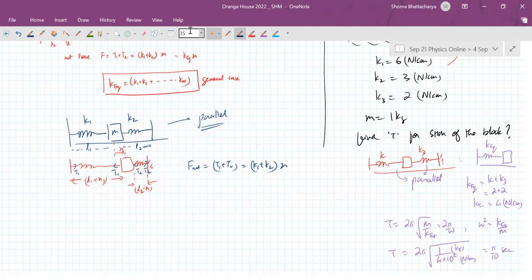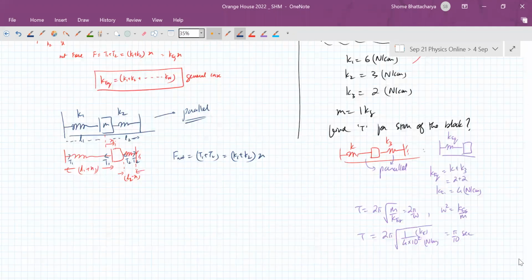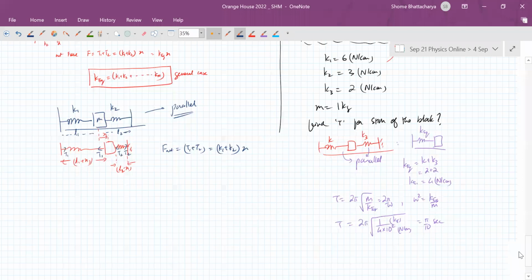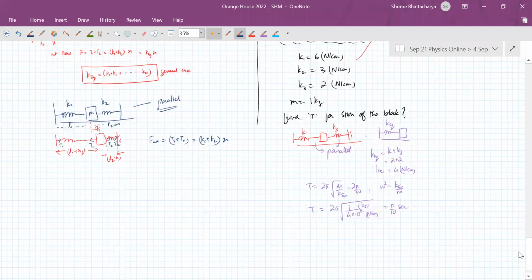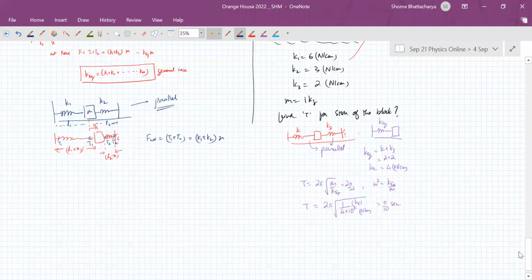Okay, so hope the concept in this question is clear to all of you. Just go through the combination once more. How I've reduced it from first 3 springs to 2 springs and then from 2 to 1.